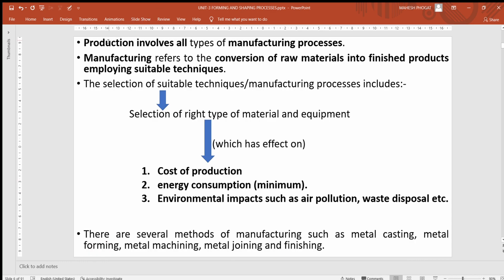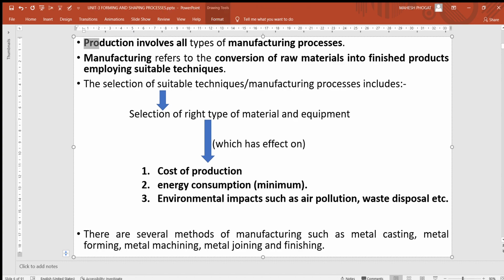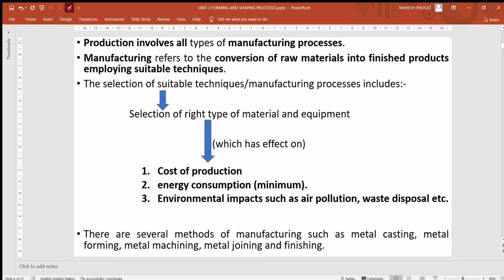So production means you are producing all these components. What does production mean? What happens in a production house? Production involves all different types of manufacturing processes. So what do you mean by manufacturing? Manufacturing refers to just the conversion of raw material into finished goods. When you convert raw materials into finished goods with the help of certain techniques, that is called manufacturing.